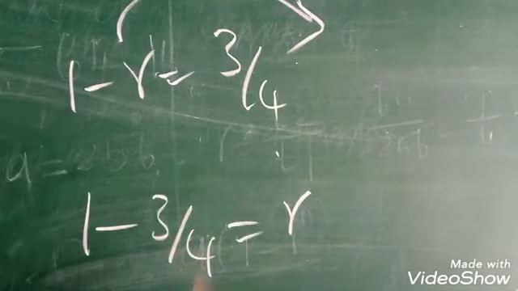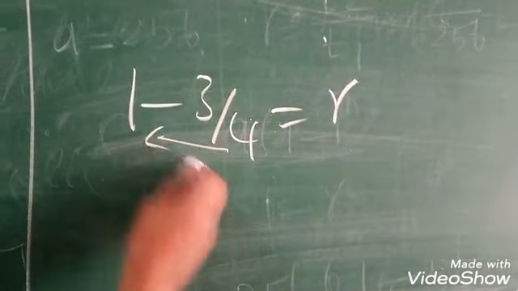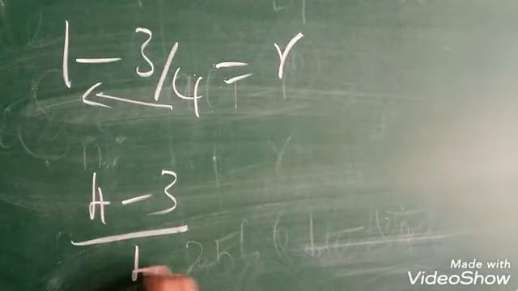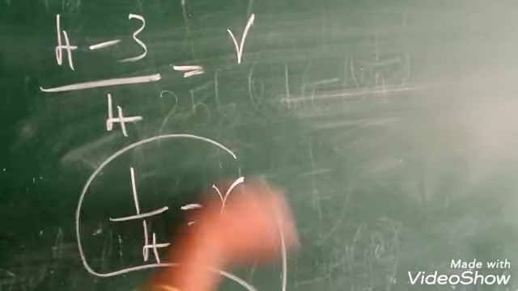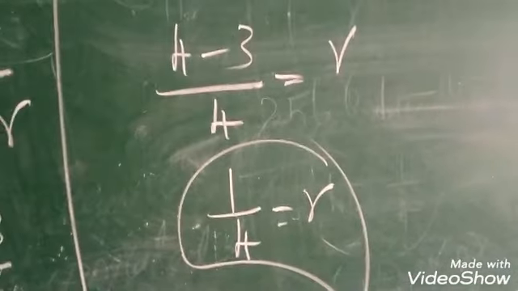So the minus R goes to the right hand side. Now take a common denominator. So the value of R is 1 by 4. Okay girls, have you understood?